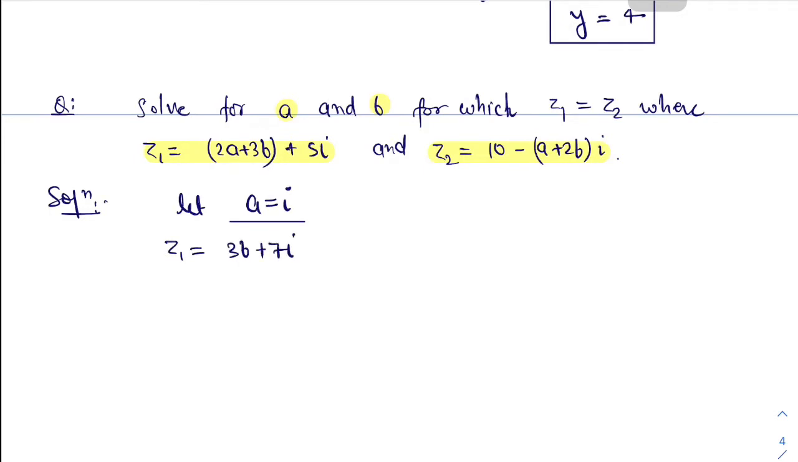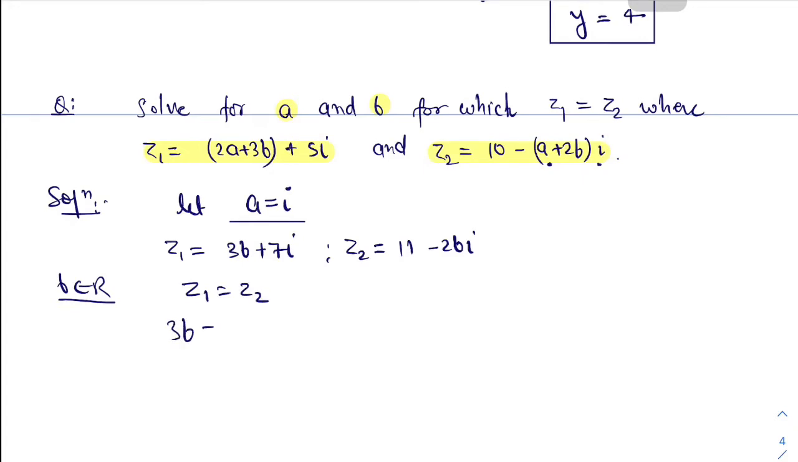3b plus 7 iota, 5 plus 2 iota, and z2 will become 10 minus 2b iota, and this a is iota itself, i square is minus 1, so minus i square will be plus 1, and 10 plus 1 will be 11. This is z2. Again we are not very sure whether b is real or imaginary.